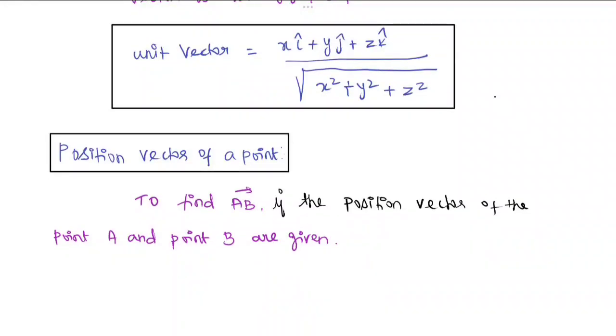So then what is meant by position vector of a point? To find AB, if the position vectors of points A and B are given, and we have to find the vector, what is the formula? AB is equal to B minus A. So A and B will be given and we have to find the position vector.